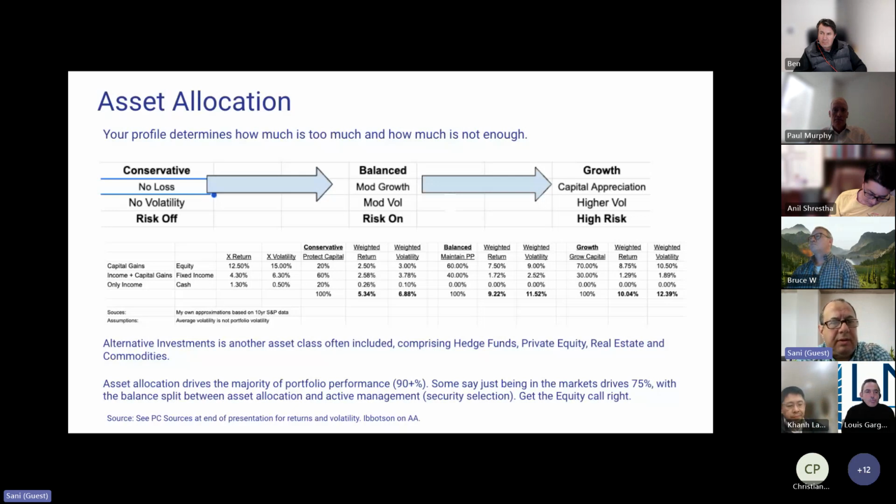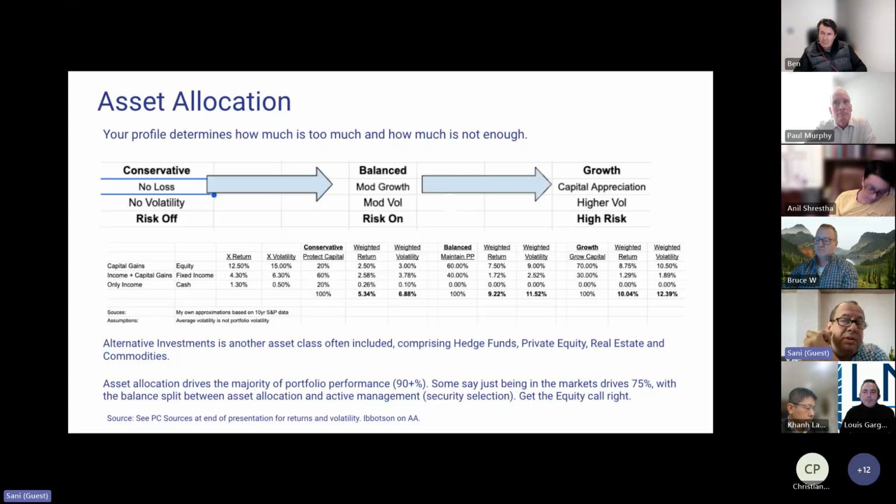Now, I've deliberately left out alternative investments. That doesn't mean they're not important or useful or good, but just keeping it simple, I think, is a good exercise for the beginning, and then afterwards you can expand and build. Alternative investments comprise hedge funds, private equity, real estate, and commodities. But at the end of the day, asset allocation, and this has been studied and restudied, contributes to 90% of your portfolio results. So if you just get those calls right, then you're in good shape.